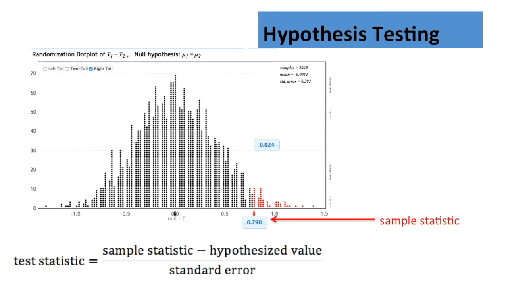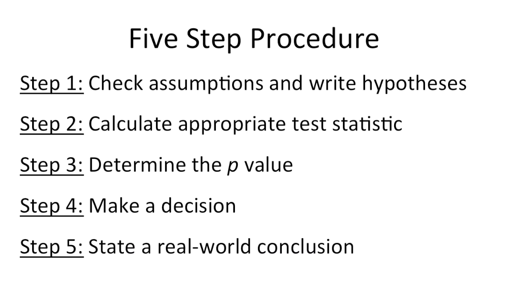We could also use more traditional methods, so those that use a normal distribution or a t-distribution to conduct a hypothesis test. The general form of the test statistic is always going to be the same. It's going to be the sample statistic minus the hypothesized value divided by the standard error.